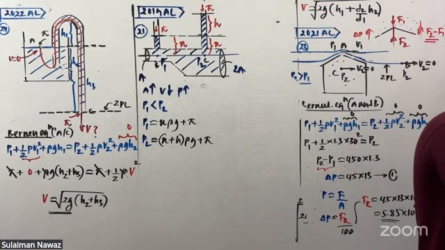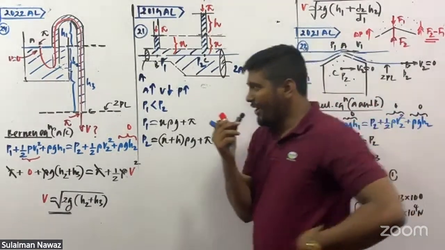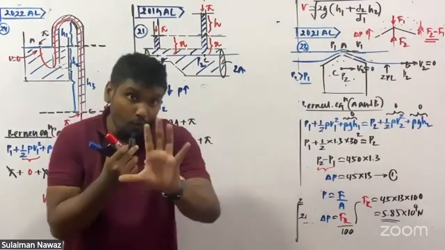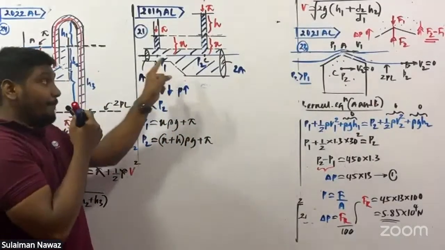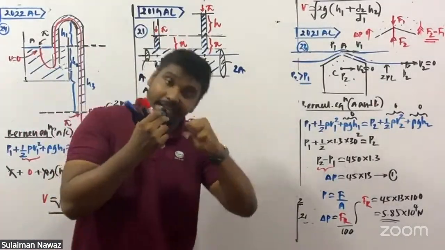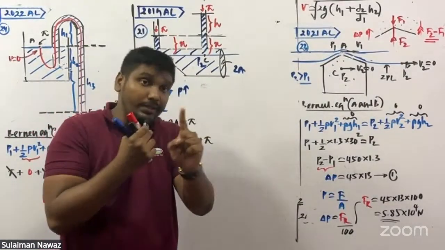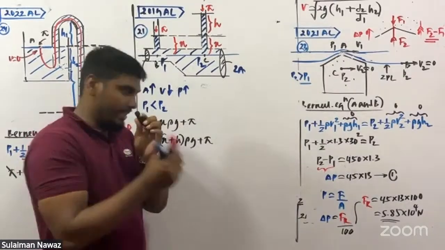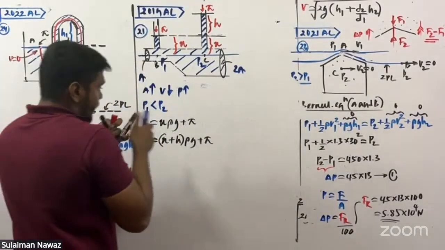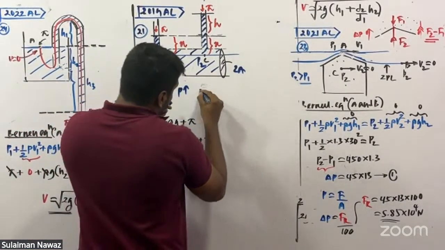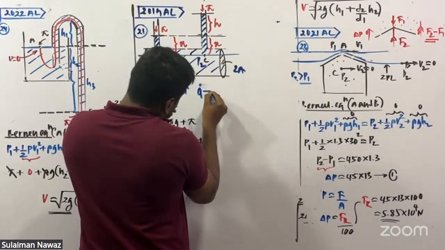Now, what have they given? Cross-section area is given, two heights are given, and the flow rate of the liquid through the pipe is what I want to find. We know that at any point, it doesn't matter whether the cross-section area decreases or increases, the flow rate in fluid flow is a constant. We know flow rate Q dot is constant.